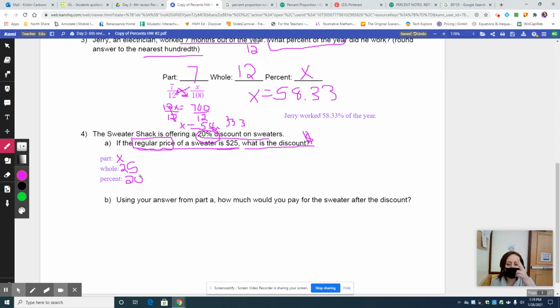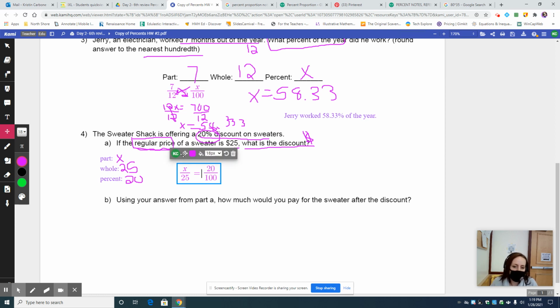There's 2 ways you could do this, but for the purpose of this question and this homework, I'm just going to do this one way. If you do it another way, just talk to us about it in class and we'll tell you if it's right. All right, so let's make our proportion. So part over whole, x over 25 equals percent over 100, 20 over 100. Then we need to cross multiply and solve.